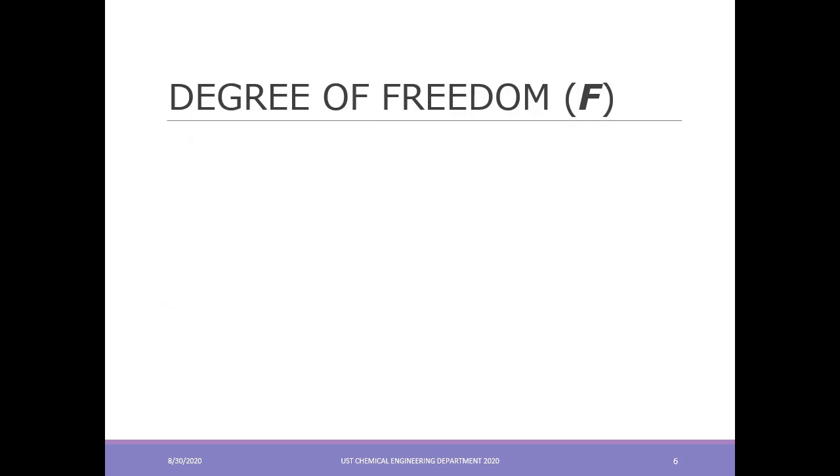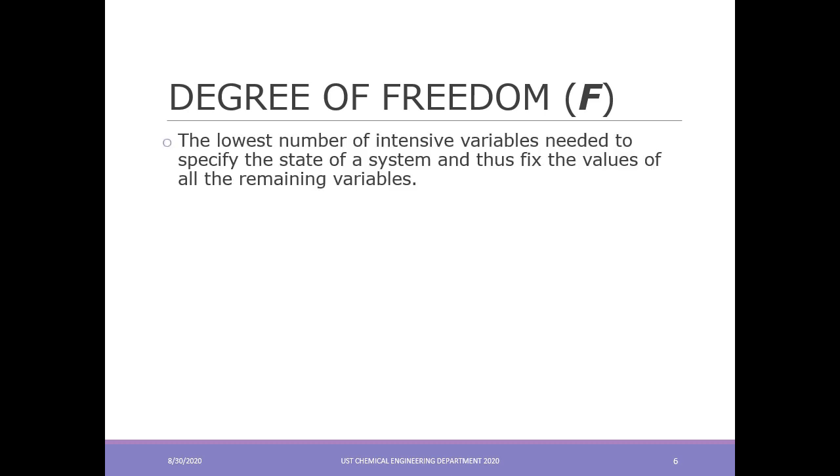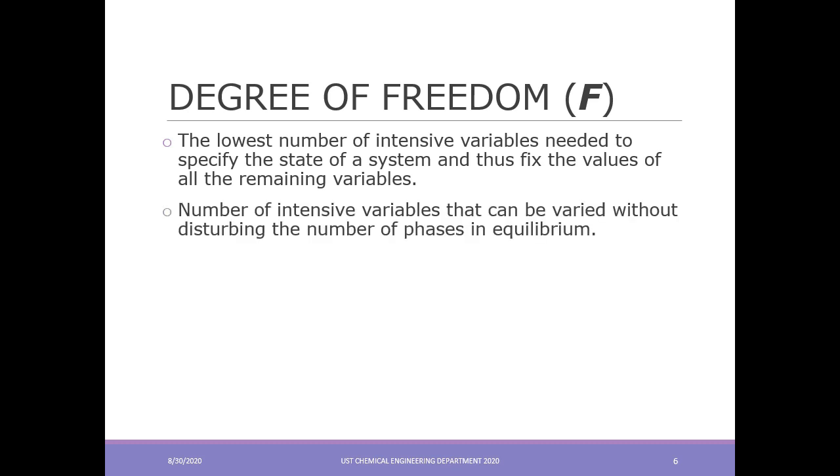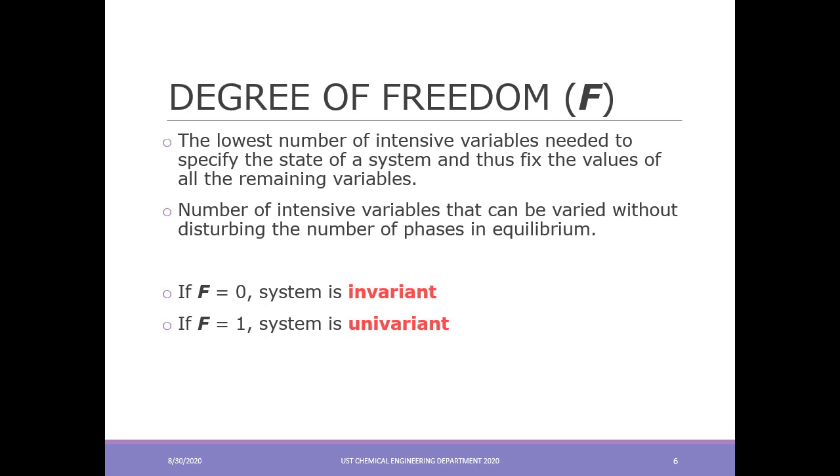Then, we have what we call the degree of freedom or variance of a system denoted by F. This is the lowest number of intensive variables needed to specify the state of a system, or it is the number of intensive variables that can be varied without changing the number of phases that are in equilibrium. When the system has 0 degree of freedom, it is called invariant. When F is equal to 1, it is univariant. And when F is equal to 2, it is called bivariant.